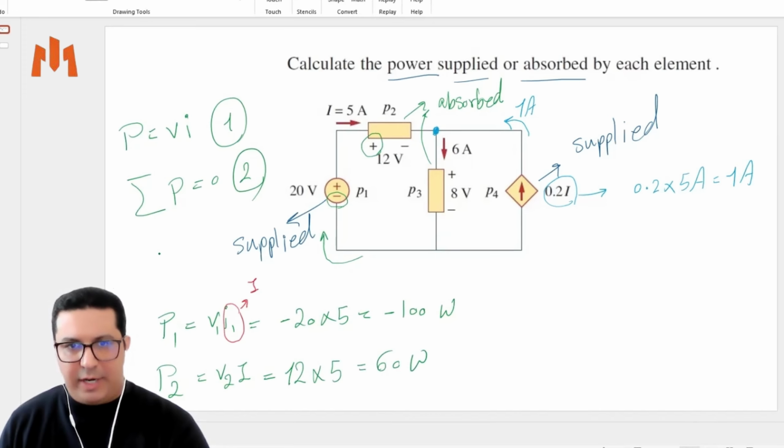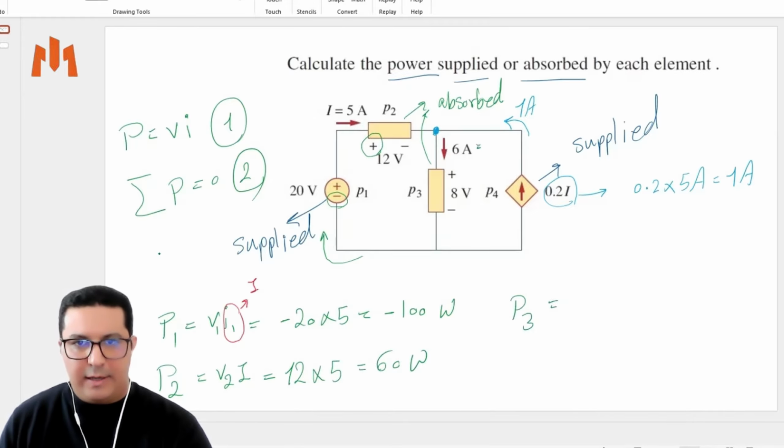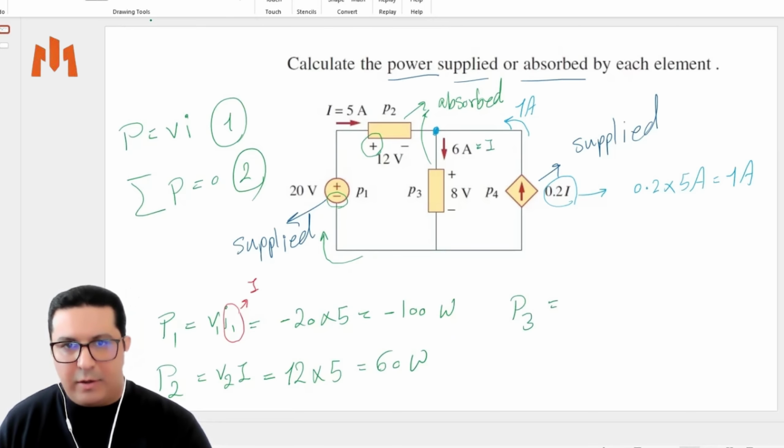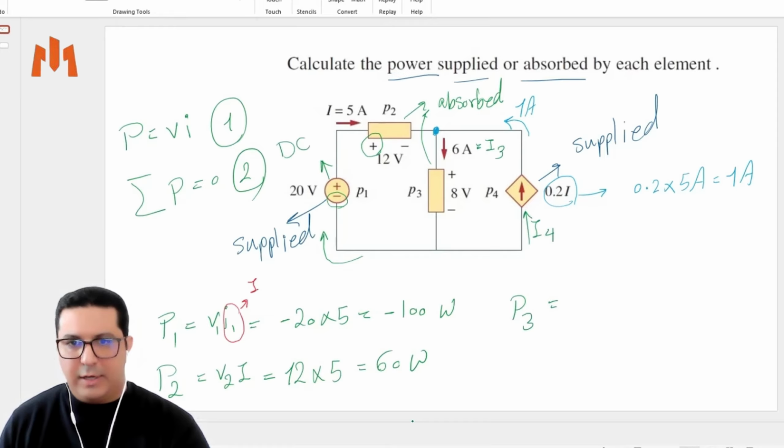About P3, I take this as I3. You can say I, or because this is DC, guys, for DC we use capital letters because the power is DC power. So we use capital I. This is I3, and this one is I4 for this part that is coming. Right now we are continuing with P3.